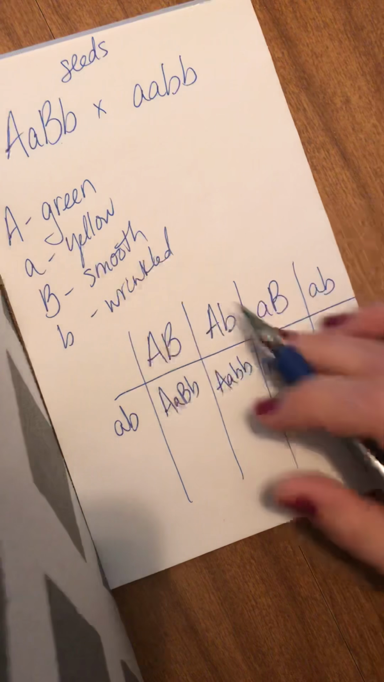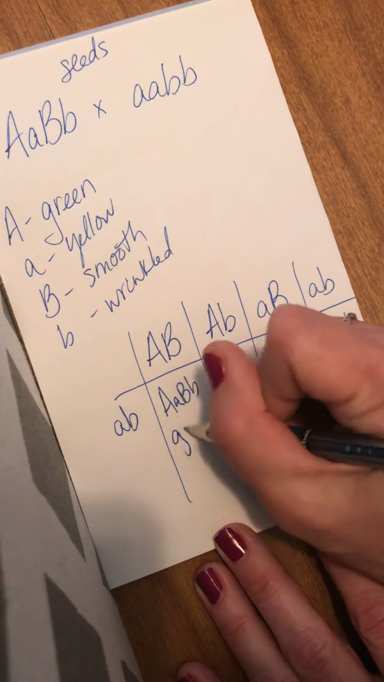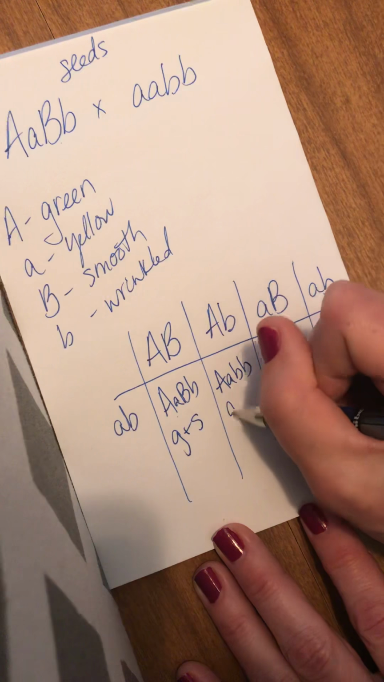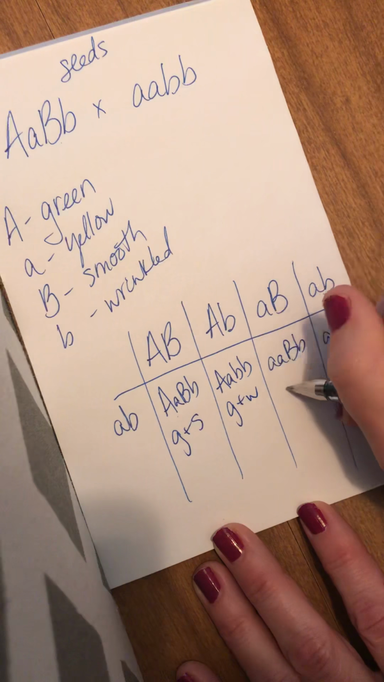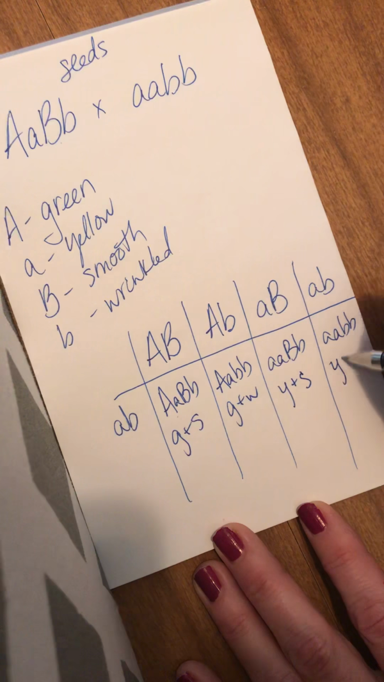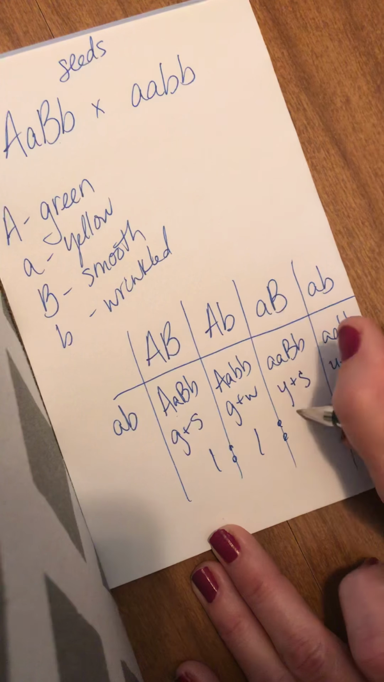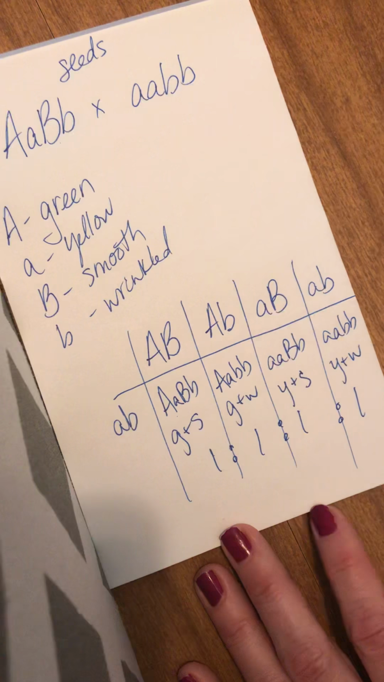And now I want to think about phenotype. How is it expressed? So this one would be green and smooth. This one would be green and wrinkled. This one would be yellow and smooth. This one would be yellow and wrinkled. So I'm expecting a 1 to 1 to 1 to 1 ratio.